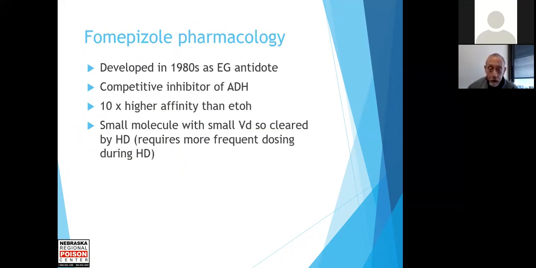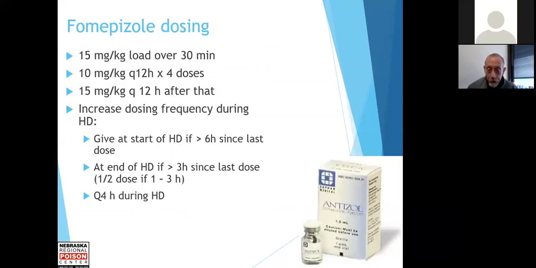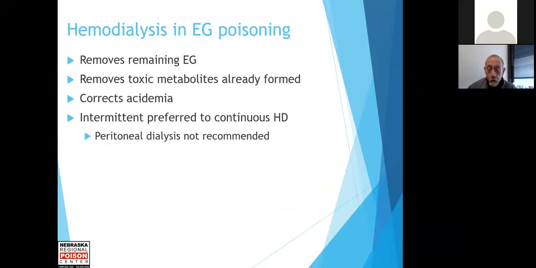Fomepizole was developed in the 1980s as a more efficient inhibitor of alcohol dehydrogenase. It's easier to administer. You don't need an infusion. It's a Q12-hour drug. It just blocks that first enzymatic step, whether you're dealing with ethylene glycol or methanol. Because it's a small molecule, it's easily dialyzed. So if they're also going to get dialysis, the dosing has to be adjusted and has to be given more frequently than 12 hours. And we can remind you of that dosing adjustment if you call the poison center.